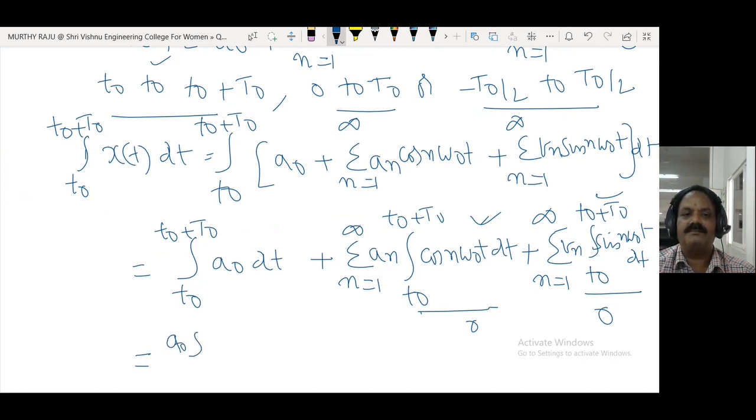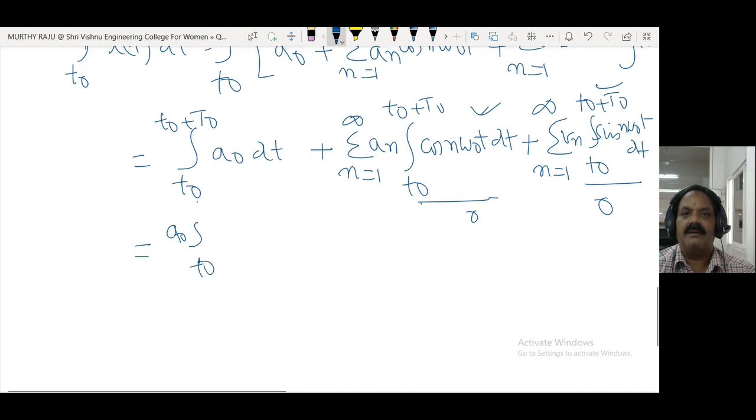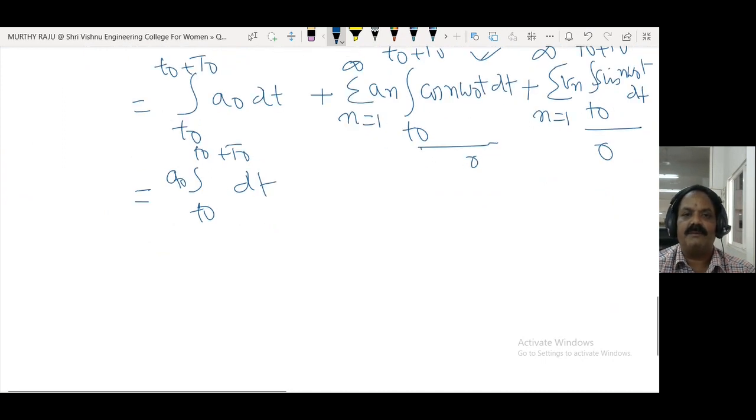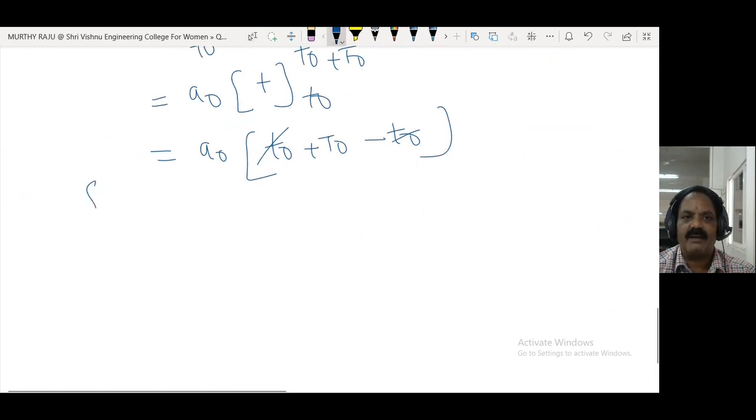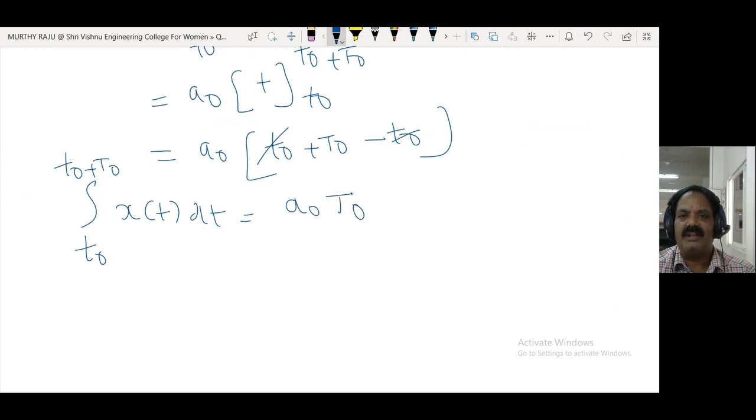A naught is brought out, the integral from small t naught to small t naught plus capital T naught of dt. Here a naught times the integral of 1 dt is t naught plus capital T naught minus t naught. Therefore, finally, the integration over the period of x of t dt is equal to a naught times capital T naught.